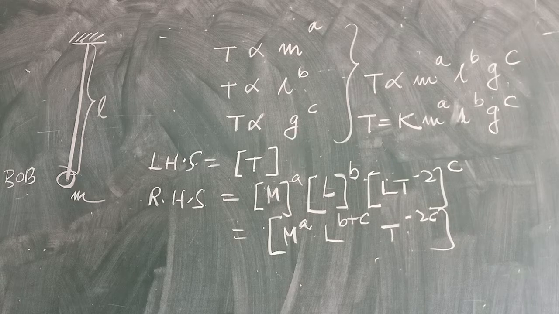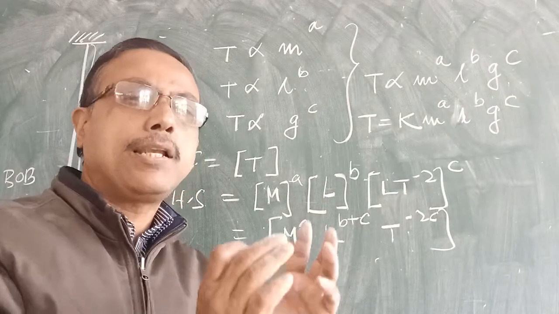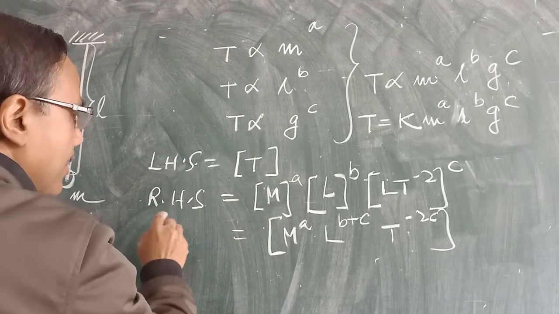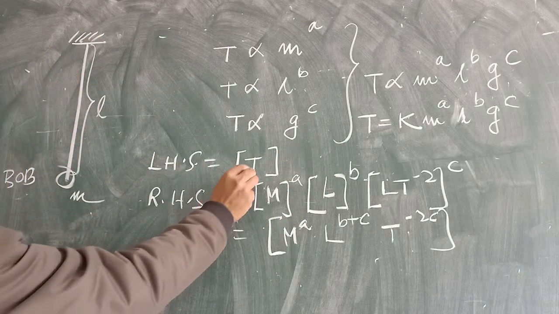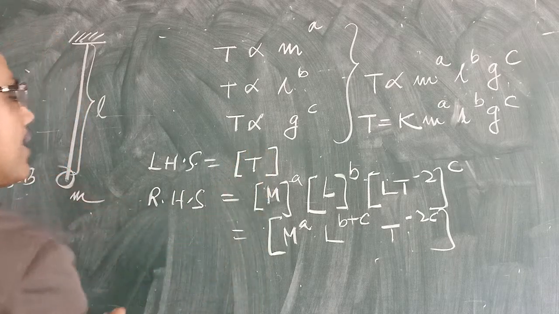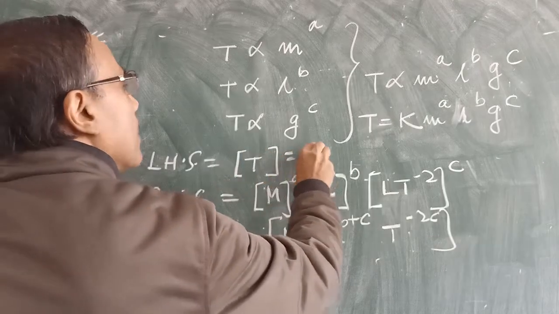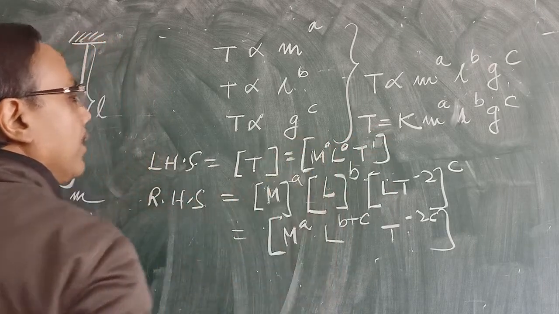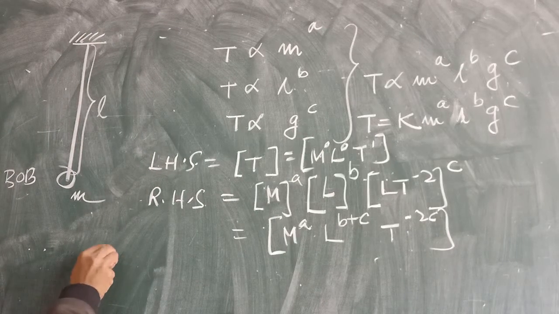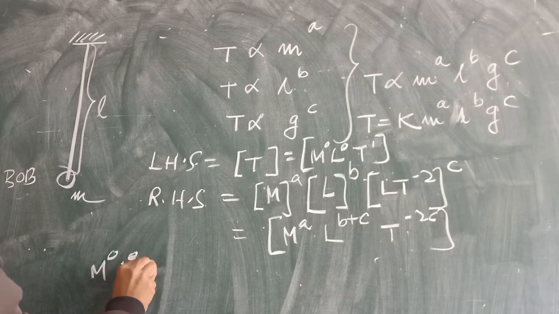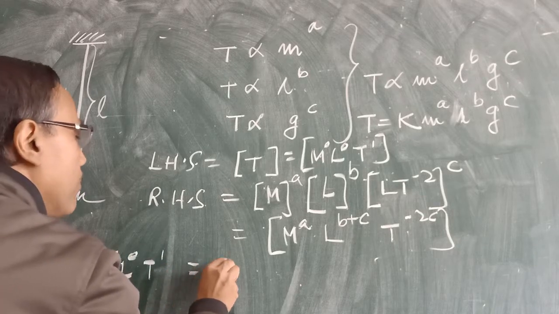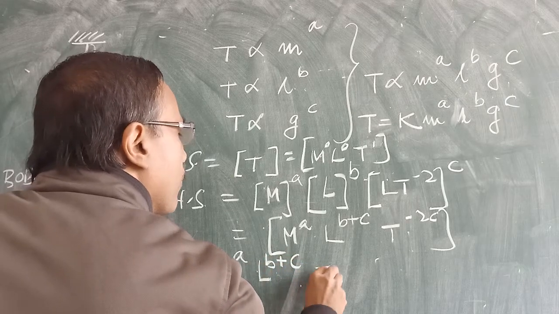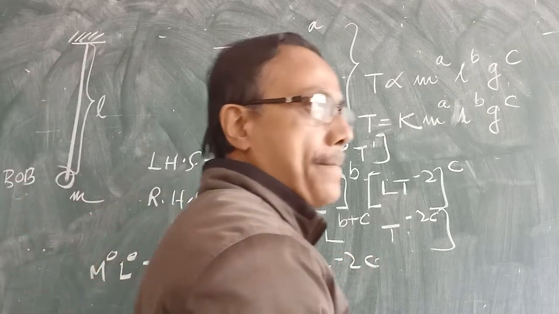So that is the dimension on the right hand side. Now according to the principle of homogeneity, you know that the dimensions on the left hand side should be equal to the dimensions on the right hand side. So if you equate the left hand side with the right hand side, what do you get? The left hand side is T. This can also be written as m to the power 0, L to the power 0 and T to the power 1. Okay. So we can say that m to the power 0, L to the power 0, T to the power 1 is equal to m to the power a, L to the power b plus c and T to the power minus 2c.